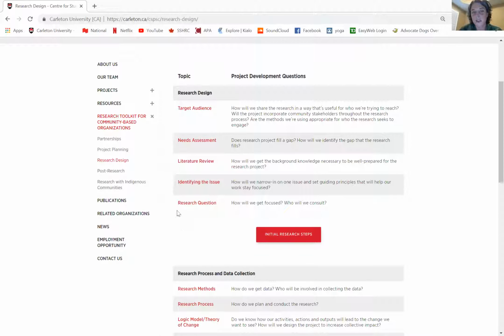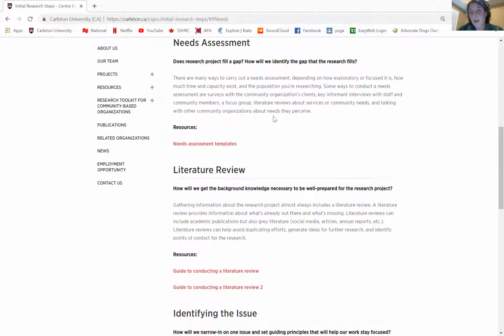So one thing, we'll look at a few of them, but I may say, okay, well, does this research project fill a gap, and how will we identify the gap that this research fills? In looking at needs assessments, what I could do for my research is say, well, if we're trying to get funding for this research project, perhaps we need to do a needs assessment to demonstrate that there's a need to review this new program that we have.